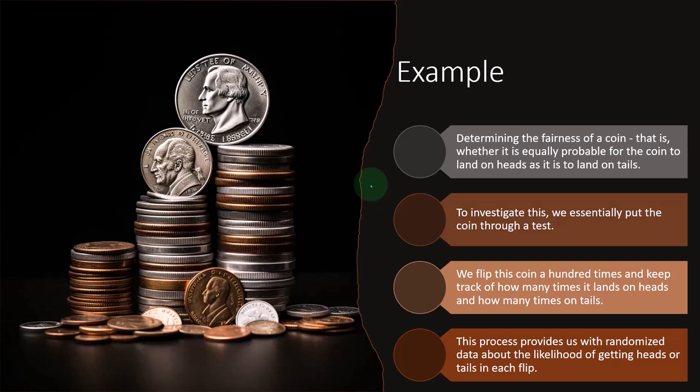If you just flipped it 10 times, that might not be enough, right? Because if it comes out 60-40 and you flipped it 10 times, you can say, well, that's not fair, but that could happen just randomly speaking. So now the question comes up: what is a sufficient preponderance of evidence? How many times would you have to flip it? And how close and how confident are we once we get our data?